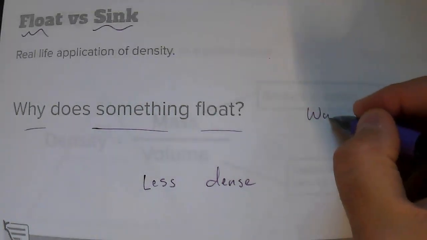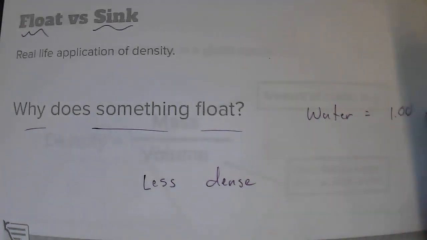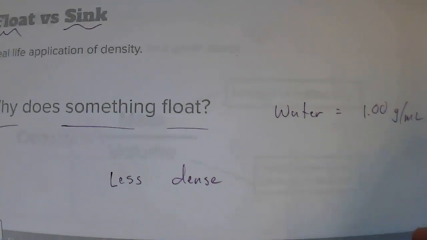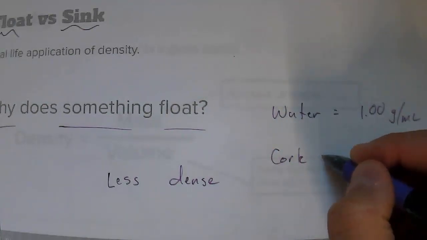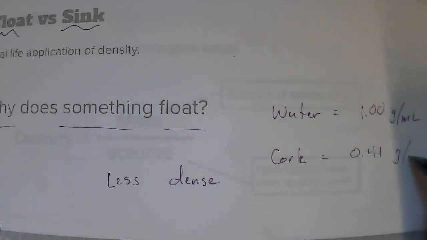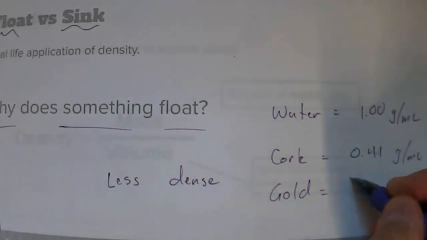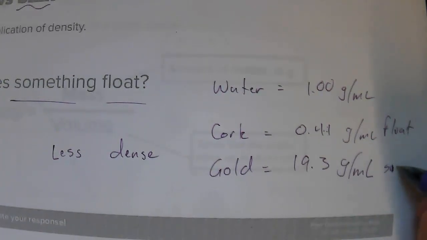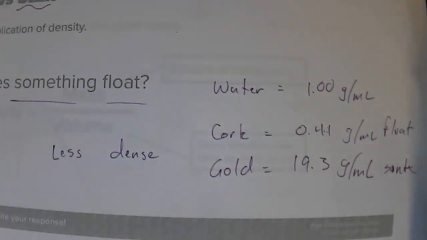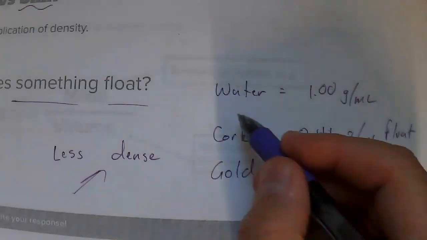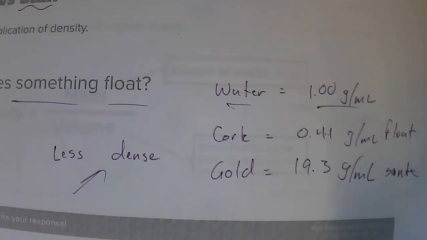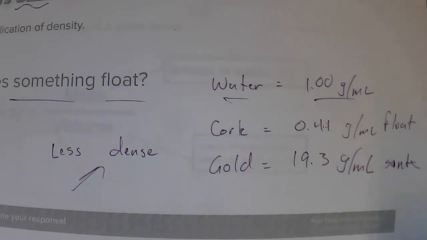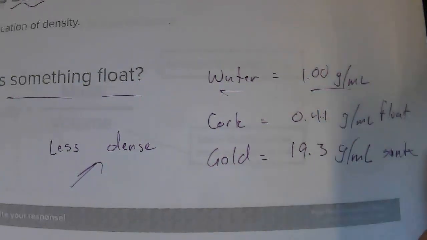Water has a density of roughly 1.00 grams per milliliter. If something has a density less than that, like cork at 0.41, it is going to float. Gold, which has a density of 19.3 grams per milliliter, is going to sink in water. The reason something floats is always because the object is less dense than what it is floating in. Most of the time that's water, but things can also float in other liquids like gasoline or alcohol. 98% of the time we're comparing to the density of water.